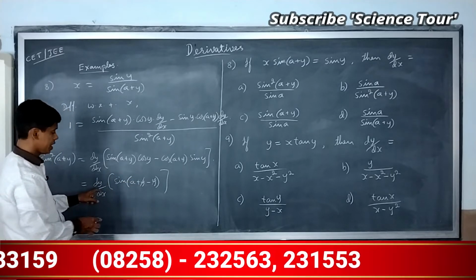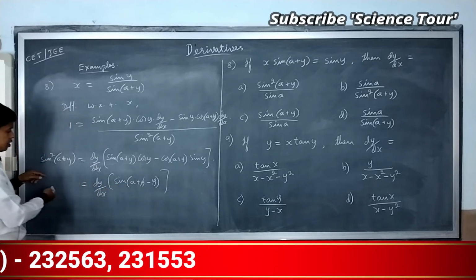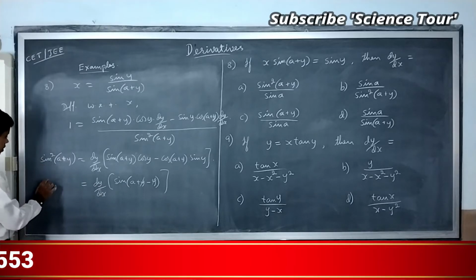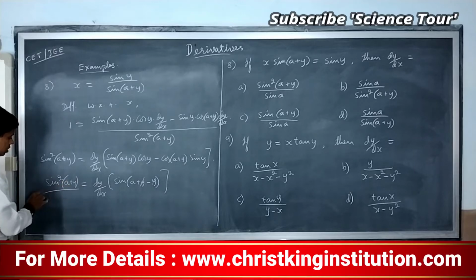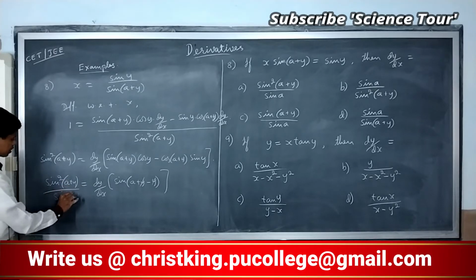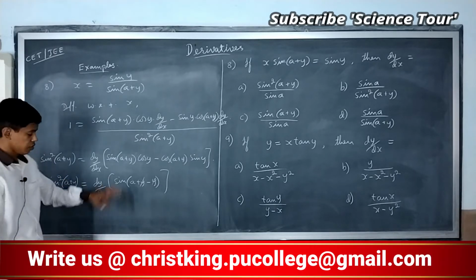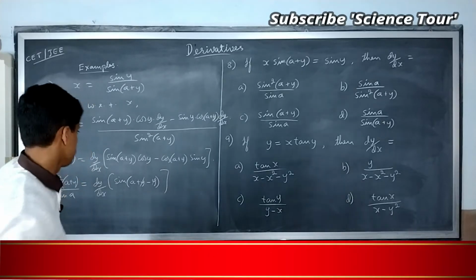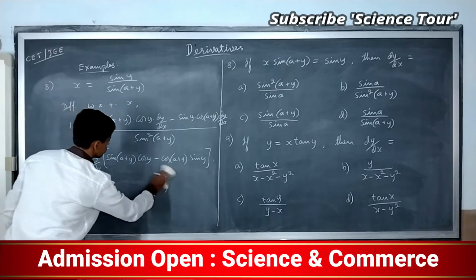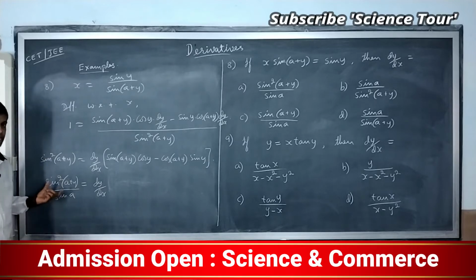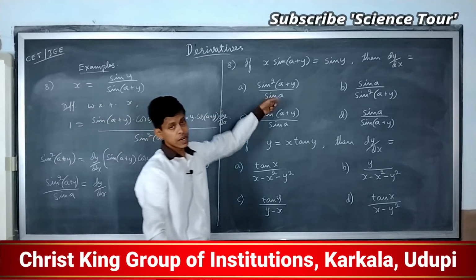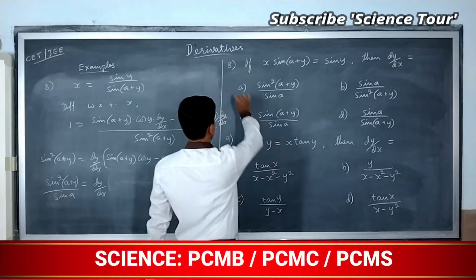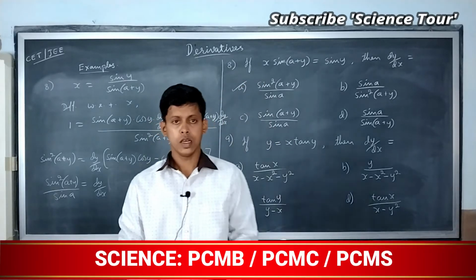Since we need dy by dx, what do you do with that sin a? Take it to the denominator on the left hand side. So that's it, you have got sin square divided by sin a. So if you take it to the left hand side, that is the answer. So dy by dx is equal to sin square a plus y divided by sin a, which is option A. Well, I hope you understood that.